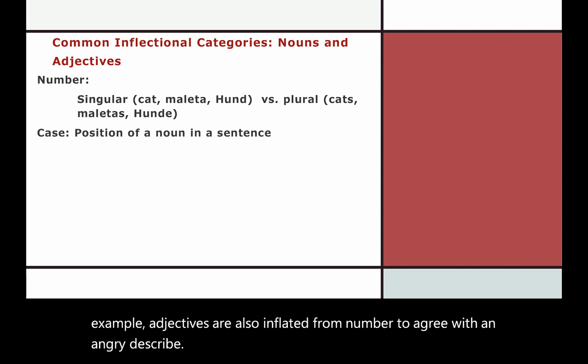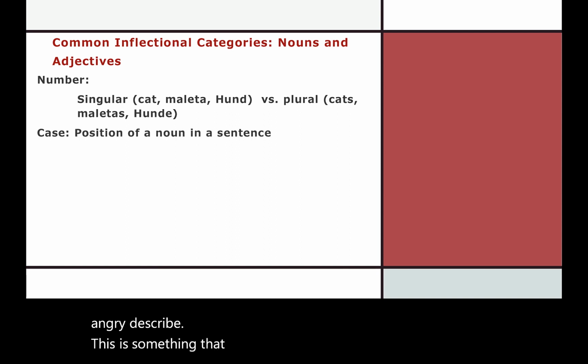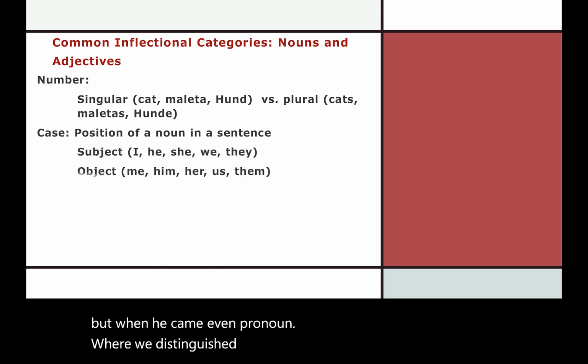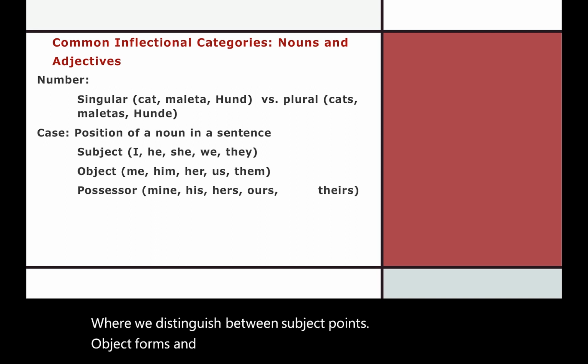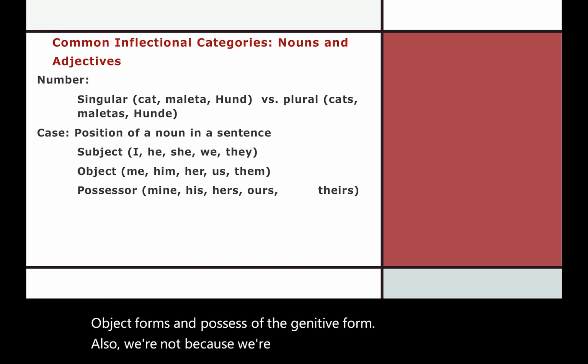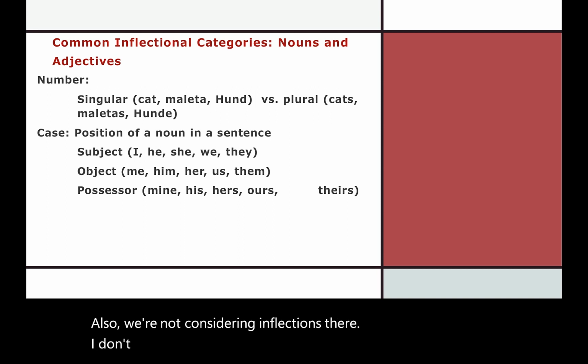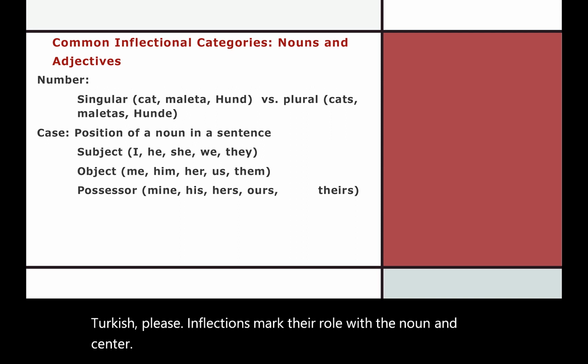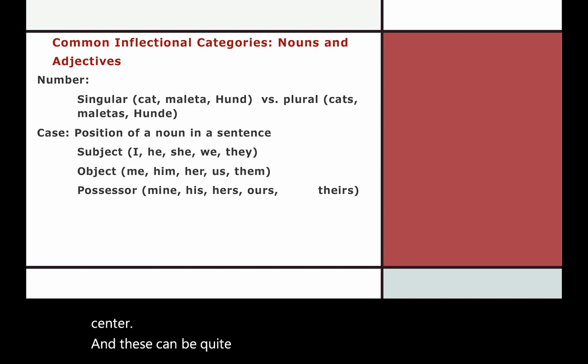Case is something that largely died out in modern English or Spanish, but we retain it in pronouns, where we distinguish between subject forms, object forms, and possessive or genitive forms. Pronouns are not considered inflections, though. But in languages like German, Russian, Polish, Hungarian, or Turkish, case inflections mark the role of the noun in a sentence, and these can be quite elaborate.